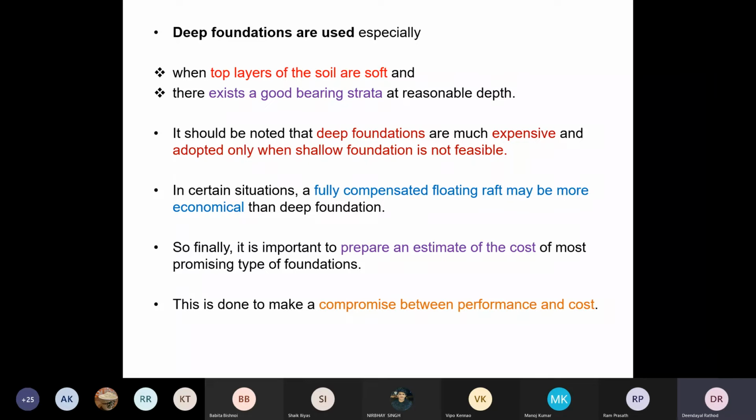In a certain situation, a fully compensated floating raft may be more economical than the deep foundation. In the raft foundation, we remove the soil at a shallow depth and fill it with full concrete. So whatever load we have removed is compensated with the concrete, so the net increase in stress would be zero. Understand? Finally, it is important to prepare the estimated cost and other things.